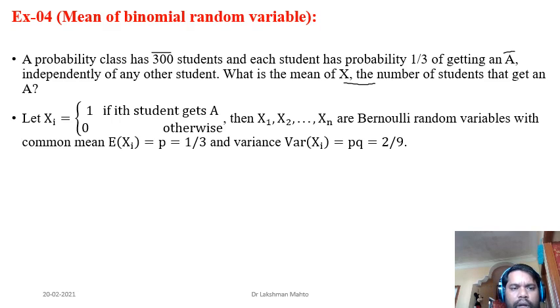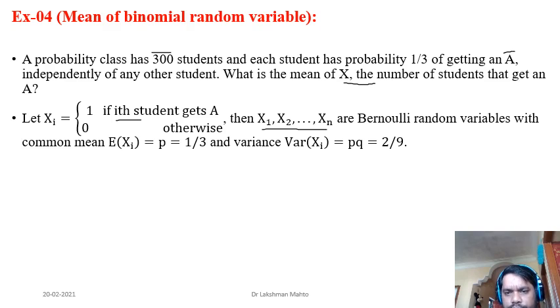If Xi says that the ith student is getting grade A, then Xi will take value 1. Otherwise, if the ith student is not getting A, whatever the grade is, we will give a value 0. So here we work from a binary situation. From that perspective, we say that X1, X2, up to Xn are all Bernoulli random variables.